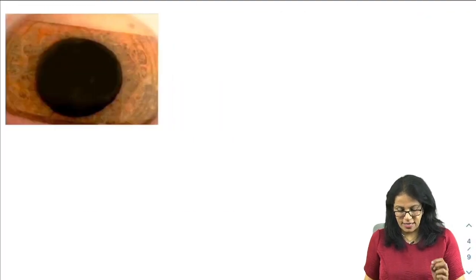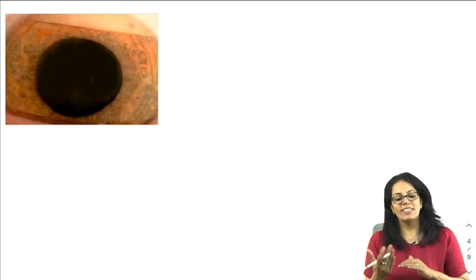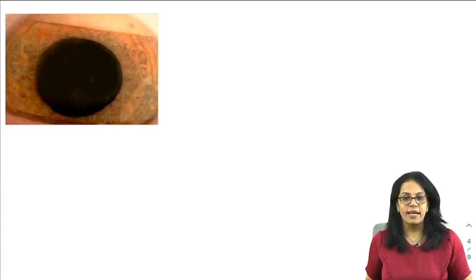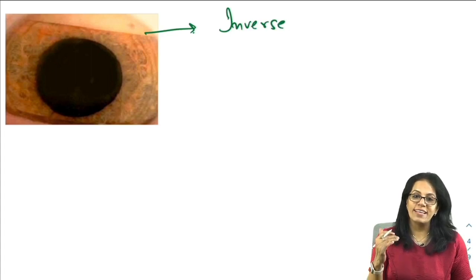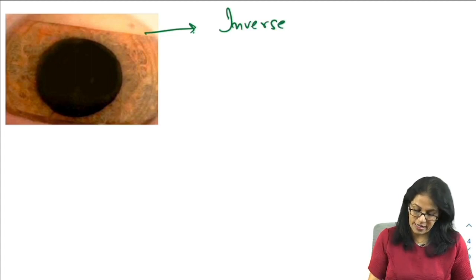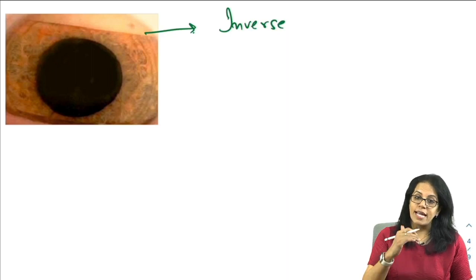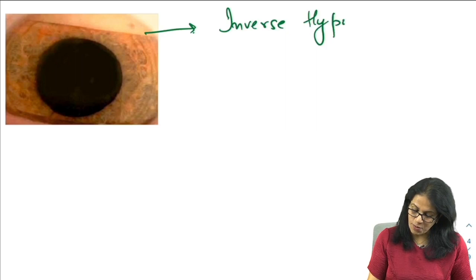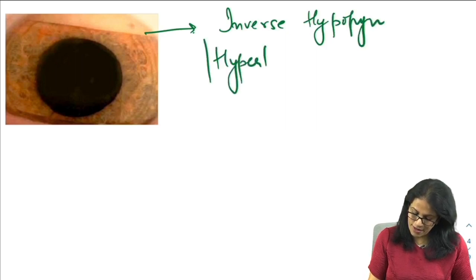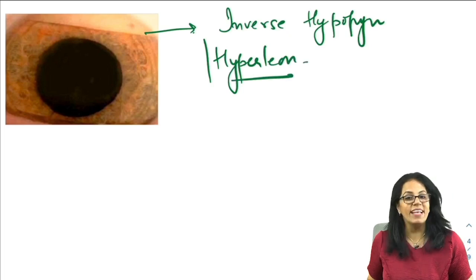Another important thing is this slide which was asked. So, what is this? This was again asked in the INICET exam. What you are seeing here is inverse hypopyon. After an RD surgery, if I'm using silicone oil as a vitreous substitute, it can leak into the anterior chamber. Oil is lighter than water, it floats above the aqueous. This is what is called inverse hypopyon, and the other name is hyperoleon. So let's revise this and remember this.